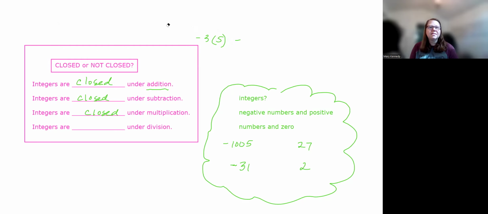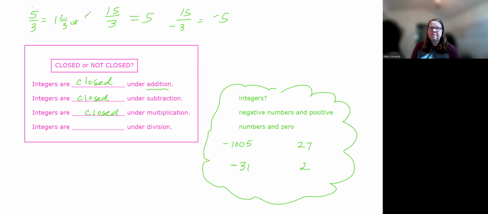Now let's divide. We can use the numbers we just used. 15 divided by 3 is 5. That's an integer. And 15 divided by negative 3 is negative 5. What if I did 5 divided by 3? 5's an integer, 3's an integer. But if I divide 5 by 3, I get 1 and 2/3, or 5/3, right? I get fractions, which are rational numbers, but they are not integers.